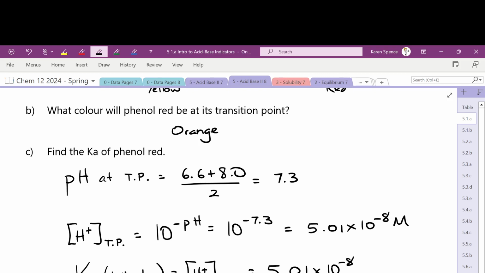I think most of you have mostly successfully done that. I'm just gonna let you check your work. And remember, if you're doing it for a quiz or a test, you always want to tell me what you are solving for, right? So you don't just want to throw those numbers up there without telling me. I am finding pH at the transition point, Ms. Spence. And now I am finding H plus at the transition point. And now I am finding Ka of the indicator.